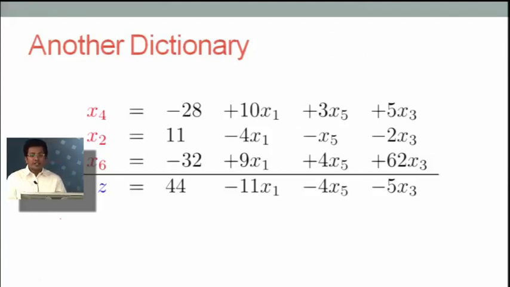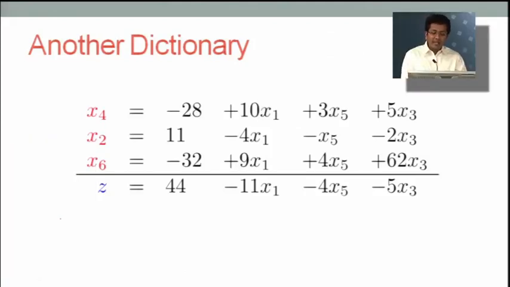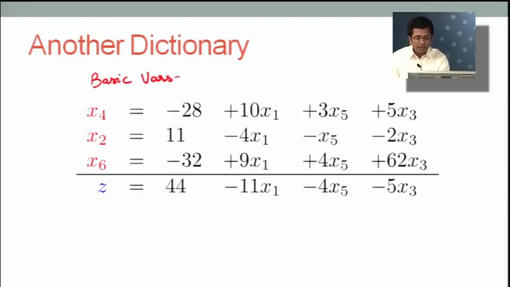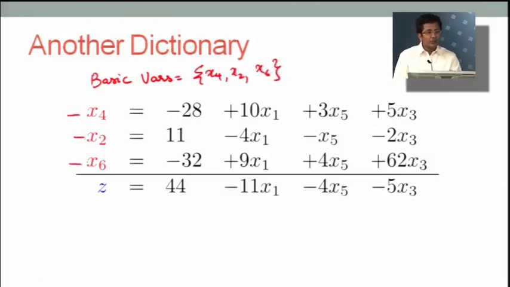Next step, let's look at another dictionary. So this is another dictionary. It's actually a dictionary for the same problem, but I will not go over that right now. So let's just imagine that this is another dictionary I came up with. In this dictionary, the basic variables are x4, x2, and x6. So these three together are the basic variables. The non-basic variables are x1, x5, and x3. Can you take a minute and write down the solution associated with this dictionary? Let's do this at the same time.